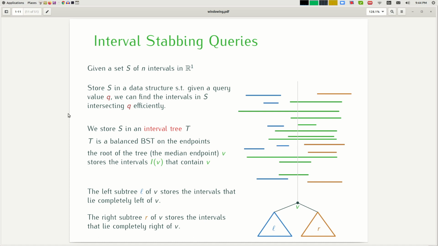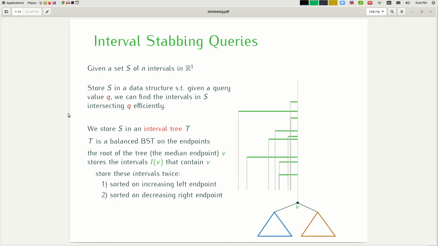So given this interval tree, how do we solve the problem that we described in the previous video? How do we find the set of intervals that intersect a vertical query line? Let's look at a case here. So imagine that I have this interval tree.